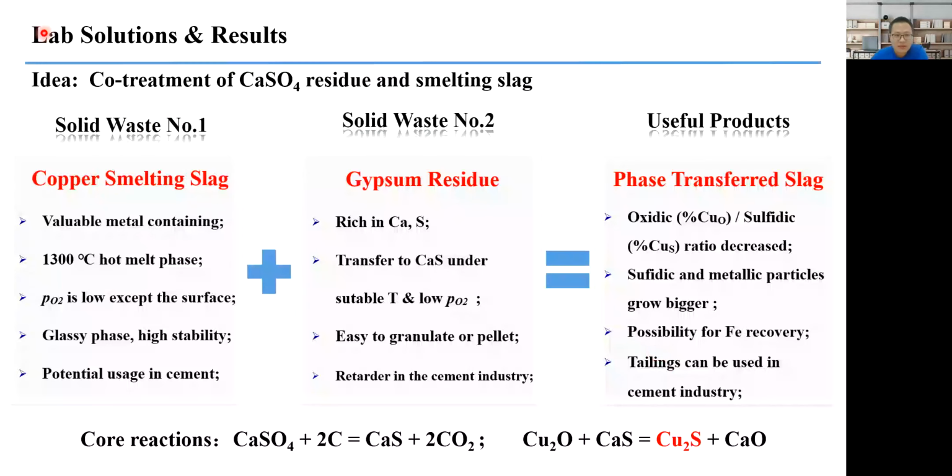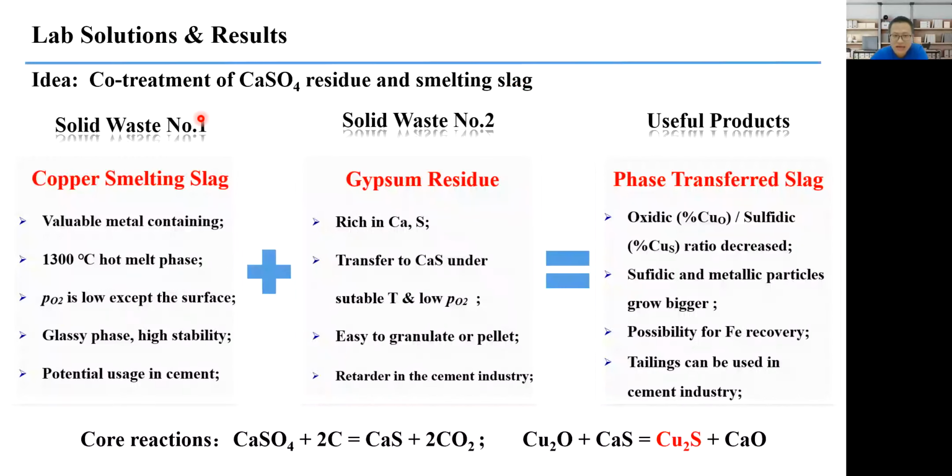And in our lab, we have some ideas. We want to do something more. The idea is that we want to co-treat the gypsum residue and the smelting slag. So the idea is that, as we have mentioned, sulfide can be used in making the phase transition of dissolved copper in the glassy phase.